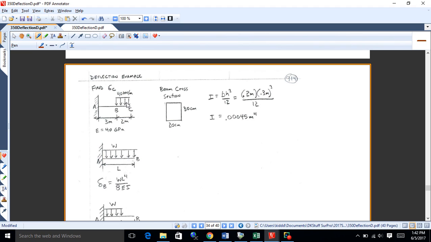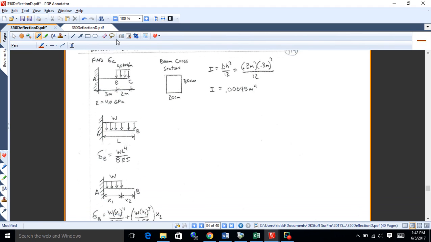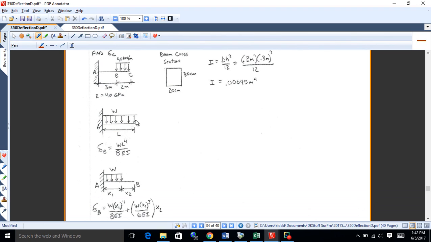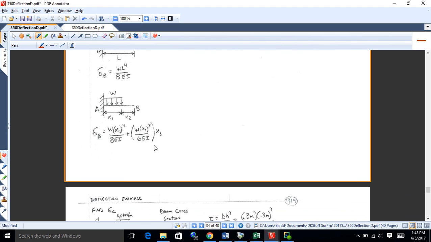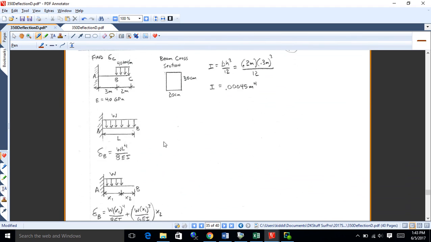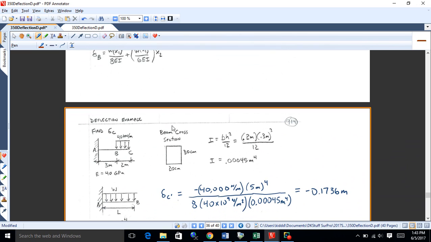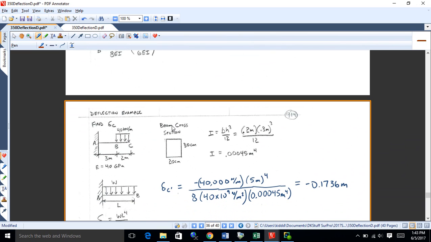We don't have that. So what we're going to have to do is come up with a way of creating it. So the first thing I'd start with would be a cantilever with a full load of 40,000 newtons per meter on it over that 5 meter span. And to find delta at the end, it'll be WL^4 over 8EI. So I'll do that first. Okay, and that would get me delta if that cantilever were fully loaded. Now I'll put that negative sign in there because it's going down.